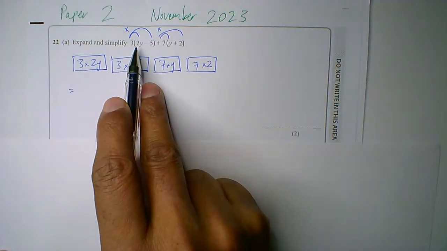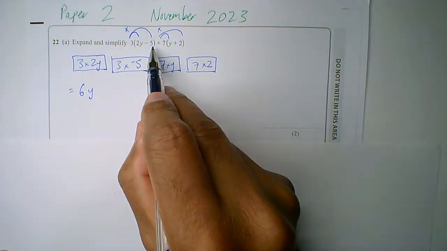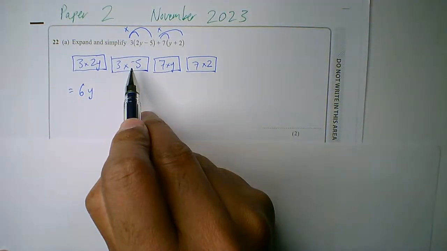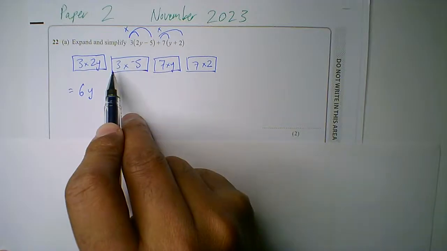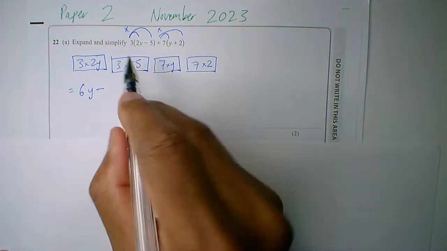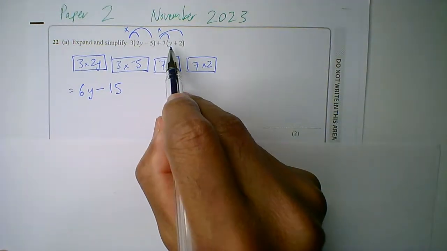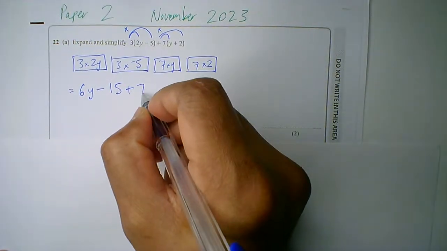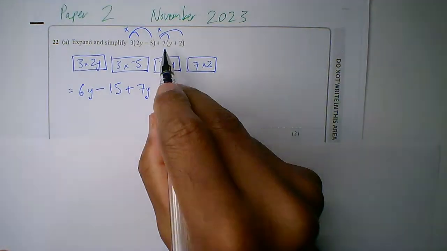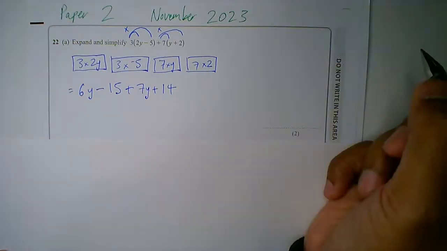So 3 times 2y, 3 times 2 is 6y, 3 times minus 5. So I've got a positive number and a negative number. That gives me a negative. 3 times 5 is 15. This is 7 times y, 7y, so plus 7y because they're positive. And then 7 times 2 is 14, and they're both positive as well.